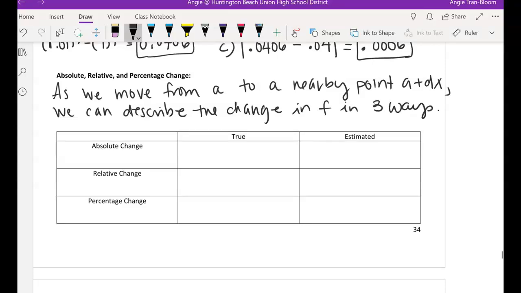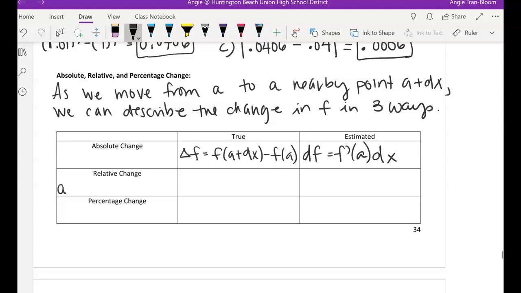Okay, so we have absolute change, so true and estimated. True means actual. So the actual change is going to be f of a plus dx, take away f of a, as we know. And the estimated is df equals the first derivative at a times the change in x, which is dx. Next one is the relative change.